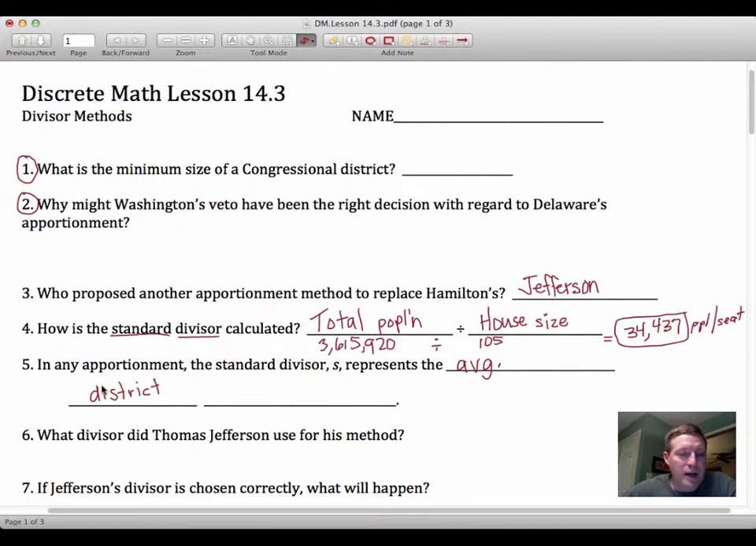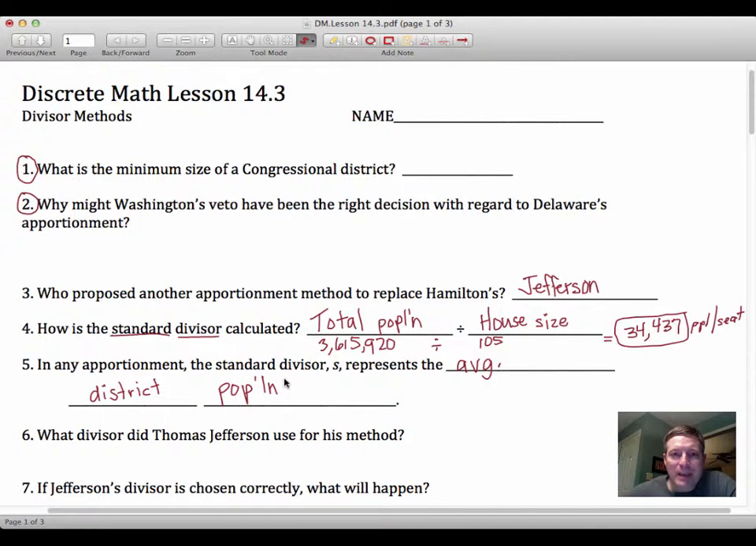So on average, every House district in the United States had about 34,000 people in it. So this was the average district population. So back in 1790, each member of the House of Representatives represented about 34,000 people on average. That's the average district population.